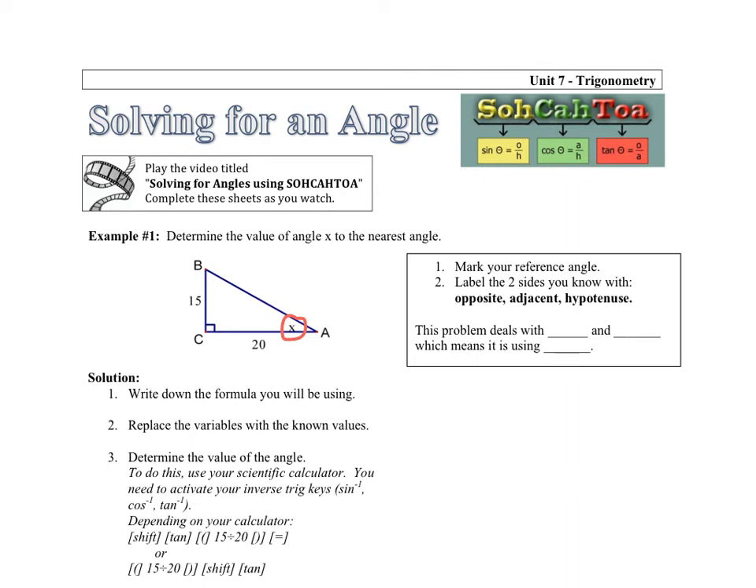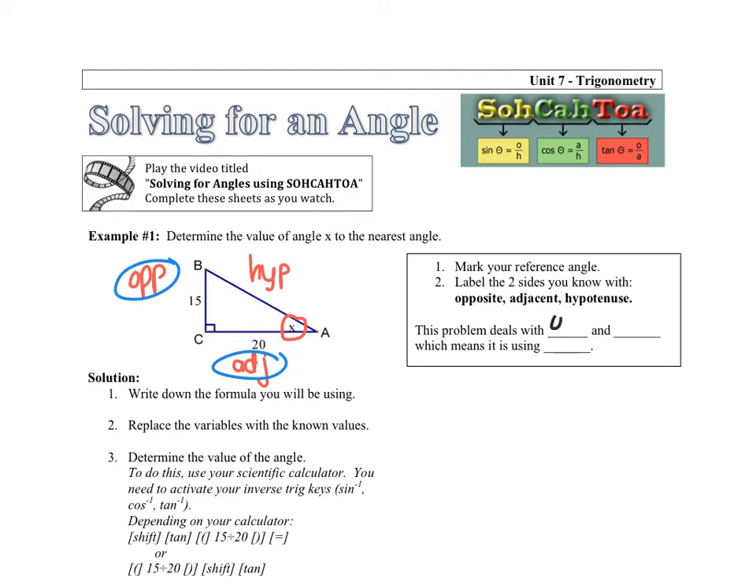Now, like always, across from the right angle is my hypotenuse. Across from the x is my opposite, and the leftover is adjacent. And now you're going to circle the two sides that are given to you. In this case, opposite and adjacent. I don't want to circle an unknown side because I already have an unknown angle. I can't have two variables in my equation.